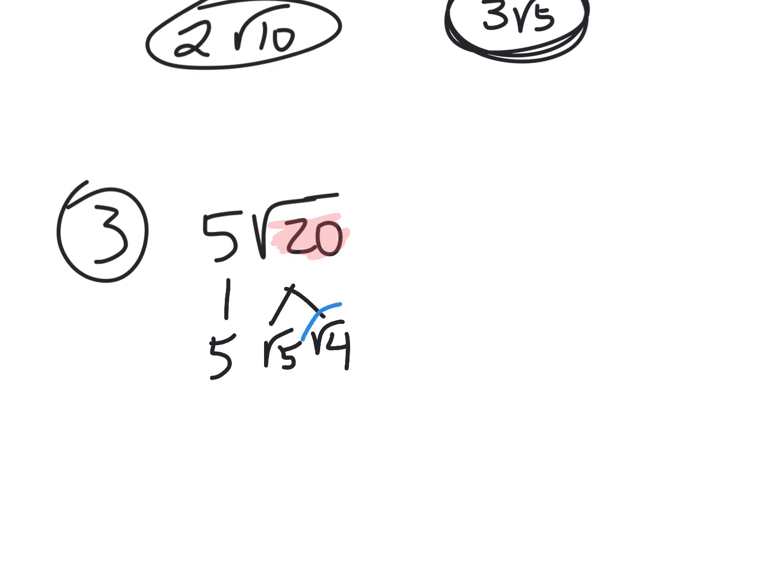Max, can you put this along with this and tell me the final answer? 25. Close. You have to do the square root of the 4 first. 2. There we go. 10 root 5, that's it. Nice.